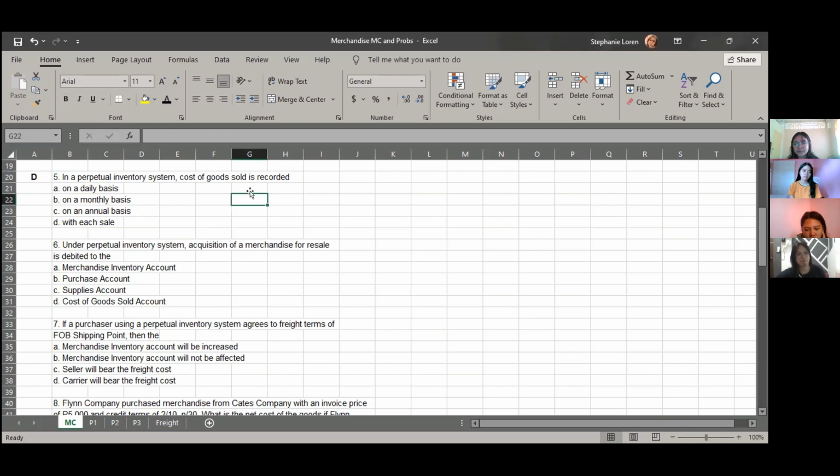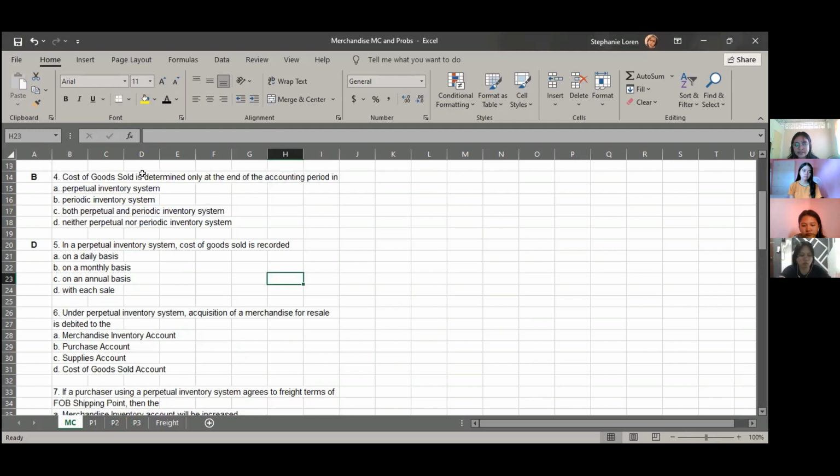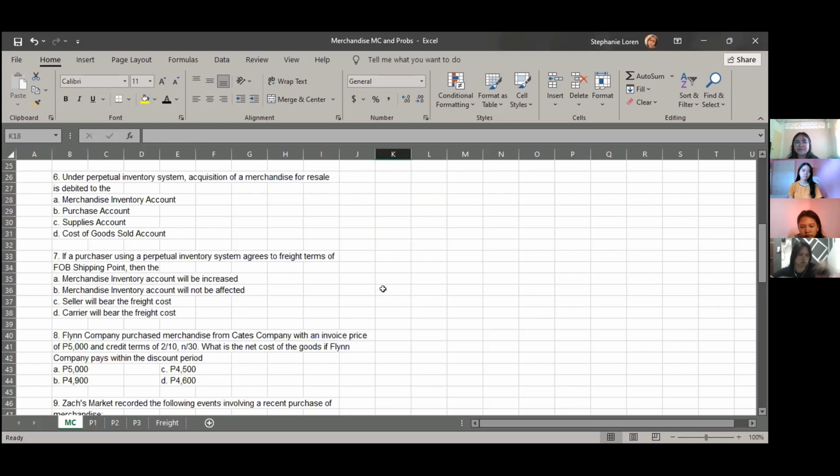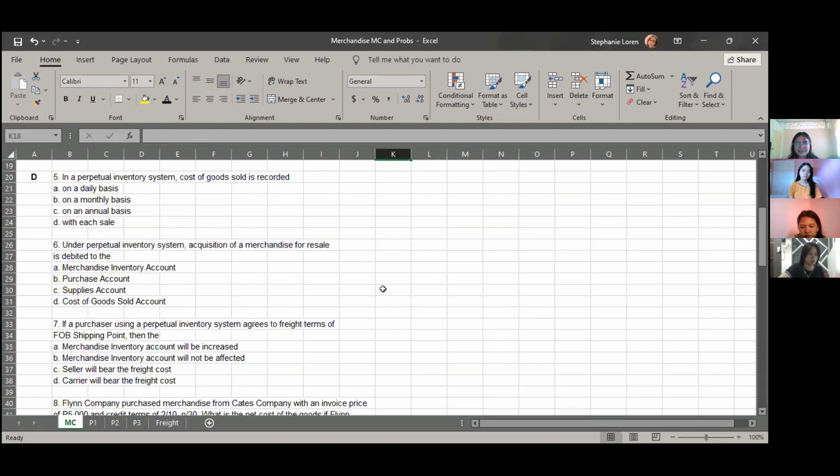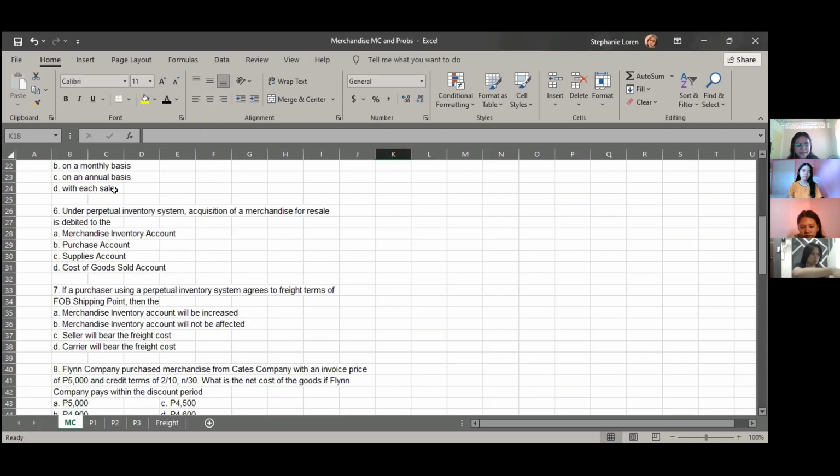Ayun. So, perpetual inventory system. Yung cost of goods sold and yung merchandise inventory, nire-record na agad sila with each sale. While dito sa taas, di ba, yung cost of goods sold naman, nire-record lang at the end kapag periodic inventory system siya. So, number 6 na tayo.